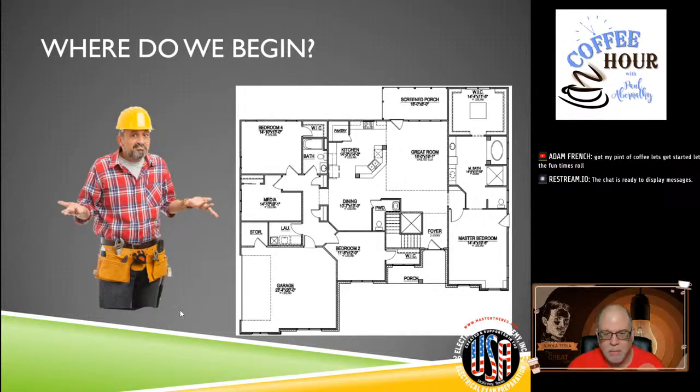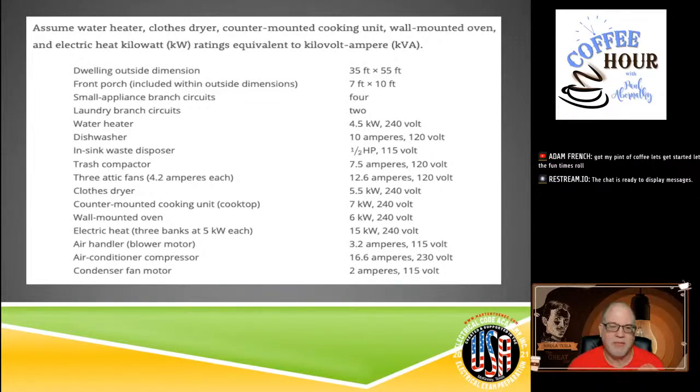All right, so the next thing we'll look at here is what is in our dwelling that we're working with. We have some requirements, some general information that we're going to work with. Again, assuming that the water heater, clothes dryer, counter-mounted cooking units, wall-mounted ovens, everything's going to be electric heat.